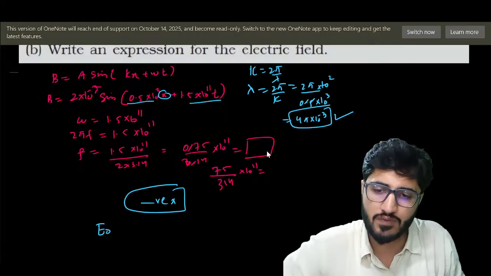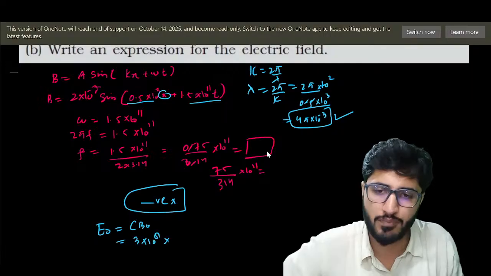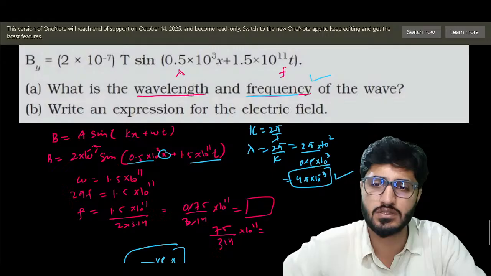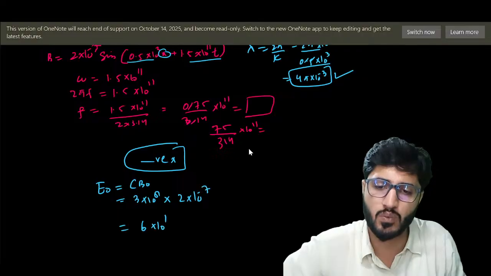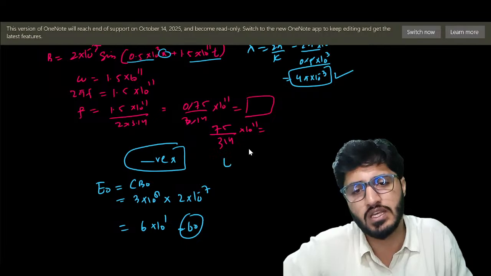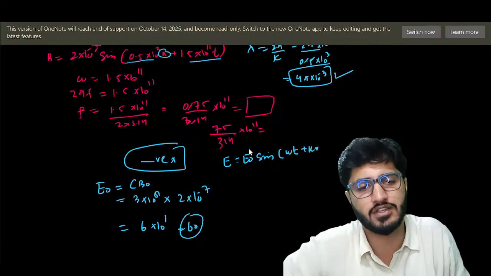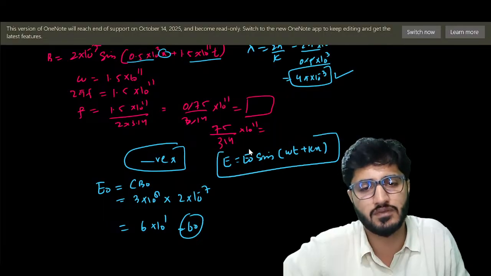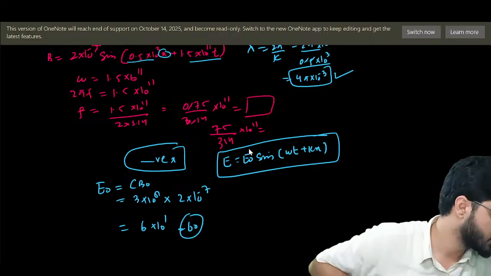What is E naught? It will be C B naught. What is C? 3 times 10 to the power 8. B naught, is it given to us? It is 2 times 10 to the power minus 7. So that is 6 times 10 to the power 1, that is 60. So E came out to be E naught sine(omega t plus kx). So yes, this is my equation.